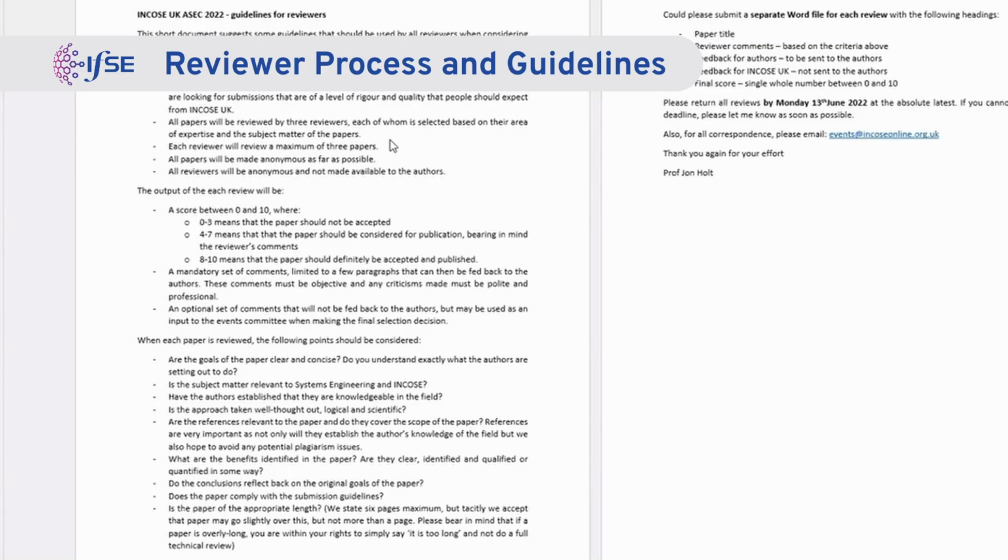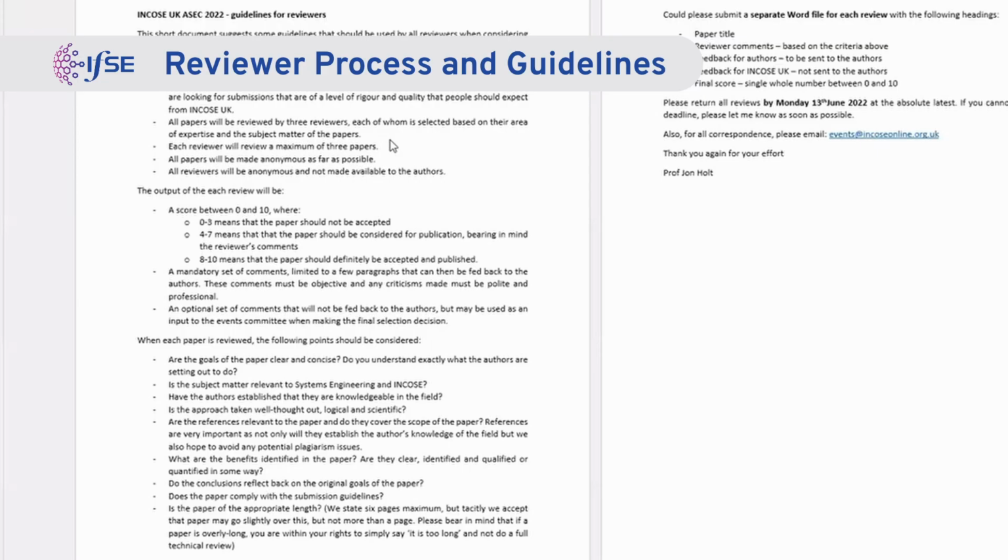Okay. What happens then is the reviewer writes a mandatory set of comments that are fed back to the authors. Every author will always receive a set of comments from each of the 3 reviewers. The way that happens is they're all sent to me. I will then compile them into a short Word document, and then that will be sent back to the authors along with the overall score, along with the overall decision.